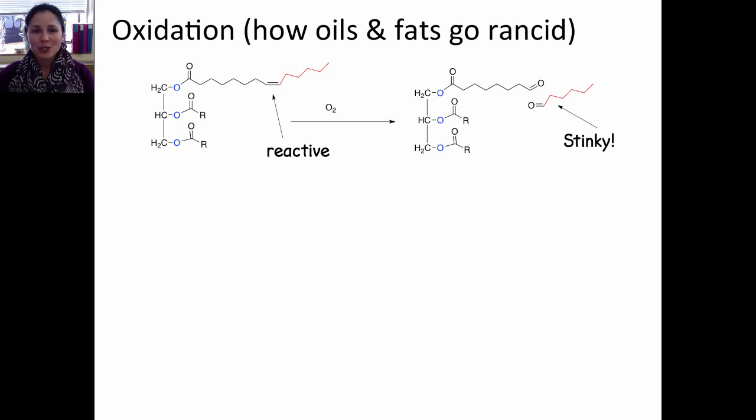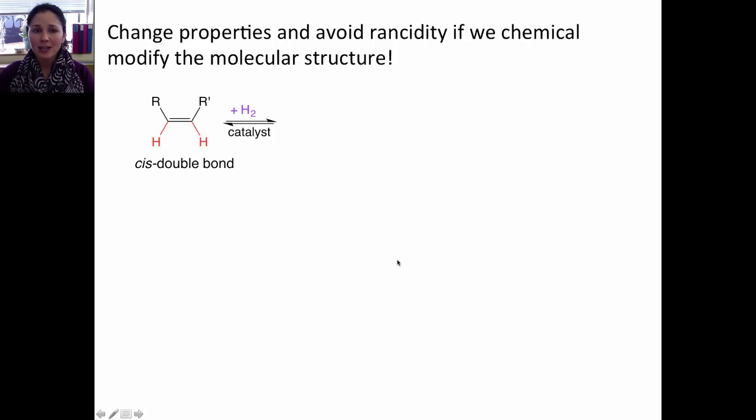Food manufacturers don't want this to happen though, and they don't really want to have to refrigerate all of their foods. And so food manufacturers have developed techniques to get rid of this problem. The way they do this is through a reduction reaction. They can actually get rid of the cis double bond, or they can convert it into a trans double bond, which is less reactive. If you add exactly enough hydrogen to react with each double bond, you can get rid of the double bond through this reduction reaction.